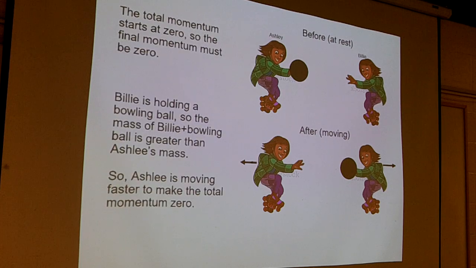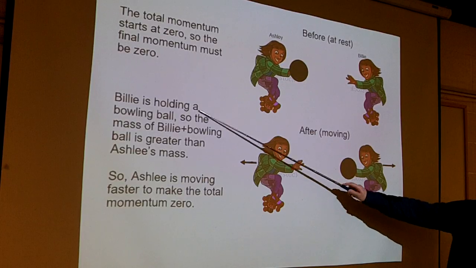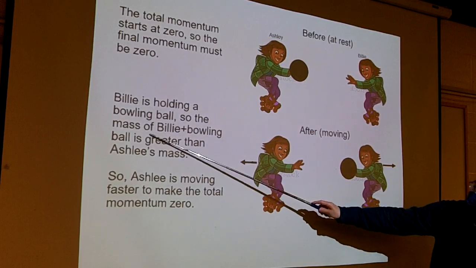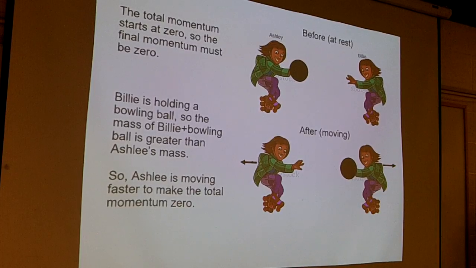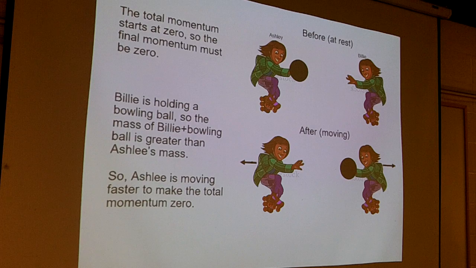So this time, we have a little bit of explanation of what's going on. The first part is that the total momentum starts at 0. There is 0 momentum to start with, so the final momentum has to be 0. Now, this time there is something very crucial. In the end, Billy is holding a bowling ball, so her mass effectively will be larger than Ashley's, right? Because they both have the same mass, but when you hold a bowling ball, of course, your mass will be heavier. Makes sense? But the momenta of both of them will be the same.